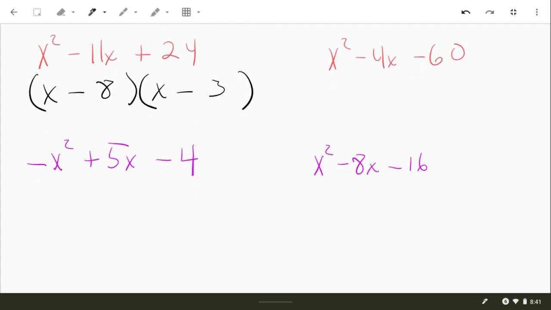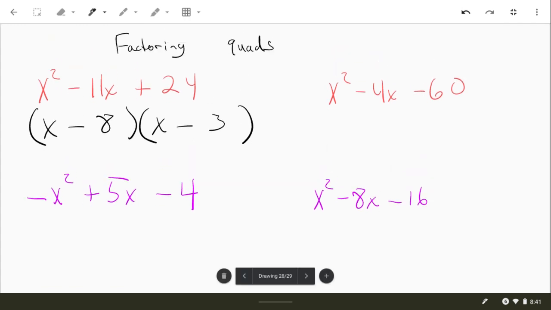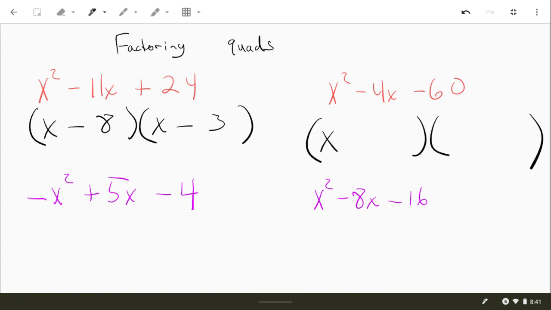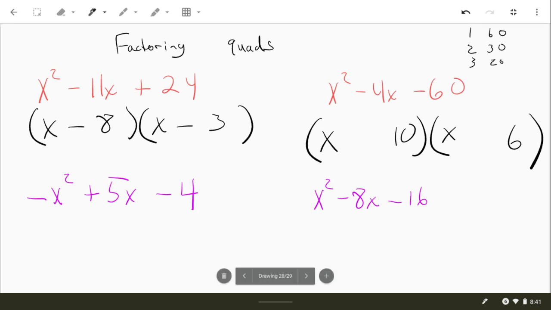All right, let's do this one in red to the right here. So I'm looking for two numbers. Well, first off, x and x, because that's the only way you can get x squared. I'm looking for two numbers that multiply to 60, and they subtract to give you 4. Right. That's going to be 10 and 6. Remember, if you get stuck on one, you're going to have to list out the factors. It does take a second, but that is the way you do it.